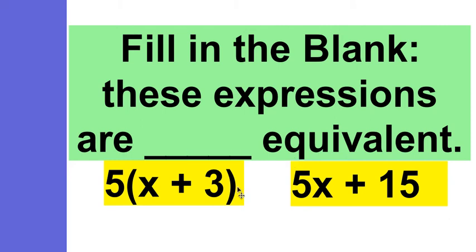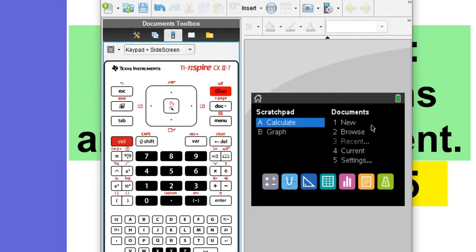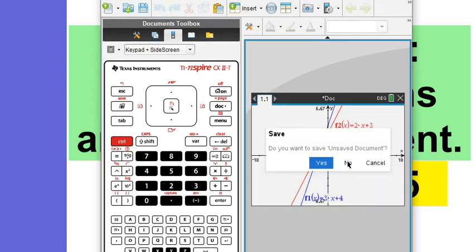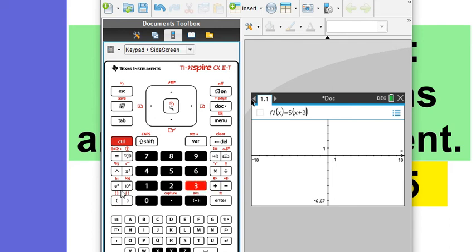equivalent. So in order to answer this question, the first thing I want to do is go back to my graphing calculator. Home screen, new document, say no to drugs. And again, add a graph page. So the first expression that I'm going to put in is 5 parentheses x plus 3. So f1 of x equals 5 times the quantity x plus 3. And I get another line.